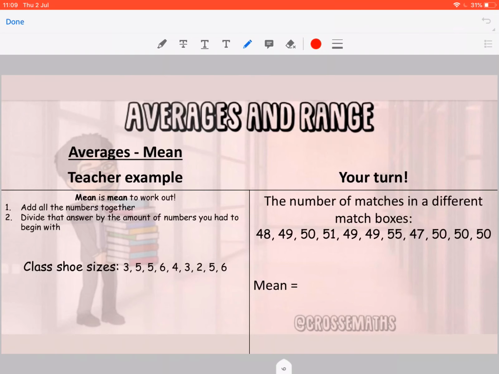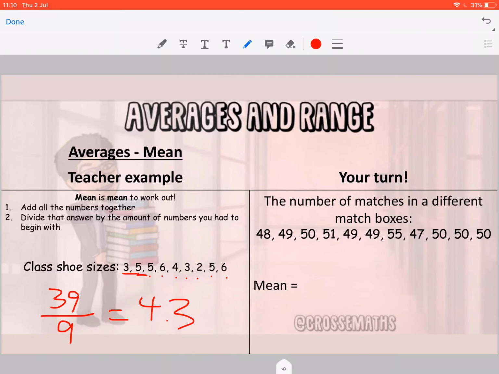23, 26, 28, 39. Okay, and if I divide 39 by the 9 numbers, 39 divided by 9, and you'll often get a calculator, gives me 4.3 as a mean. So you can get decimals with this, but it doesn't matter because you'll have a calculator anyway. What I'd like you to do is pause the video now and have a go at the one on the right hand side.